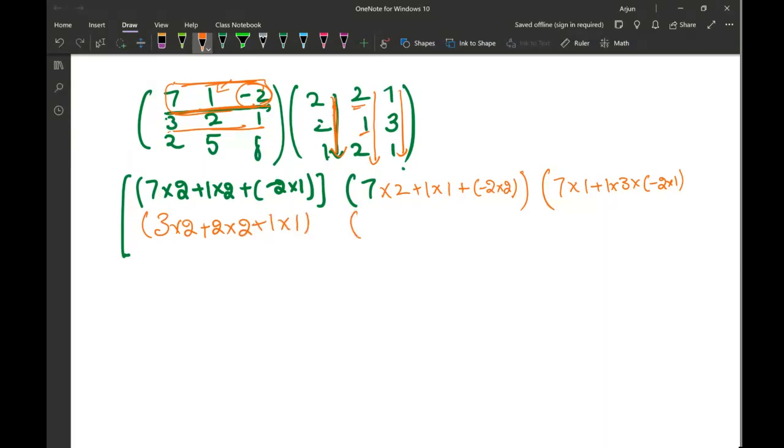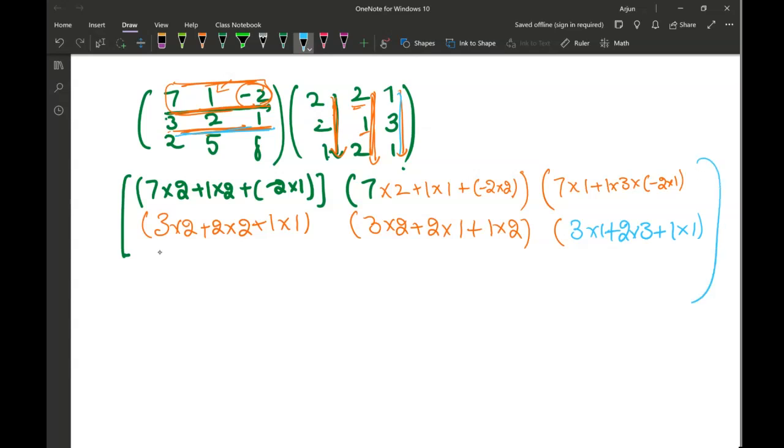And then I'm going to apply the same thing a second time: 3 times 2 plus 2 times 1, so this one and this one I'm multiplying right now, plus 1 times 2. And then the third one, again I will change the color, this and this. So 3 times 1 plus 2 times 3 plus 1 times 1.